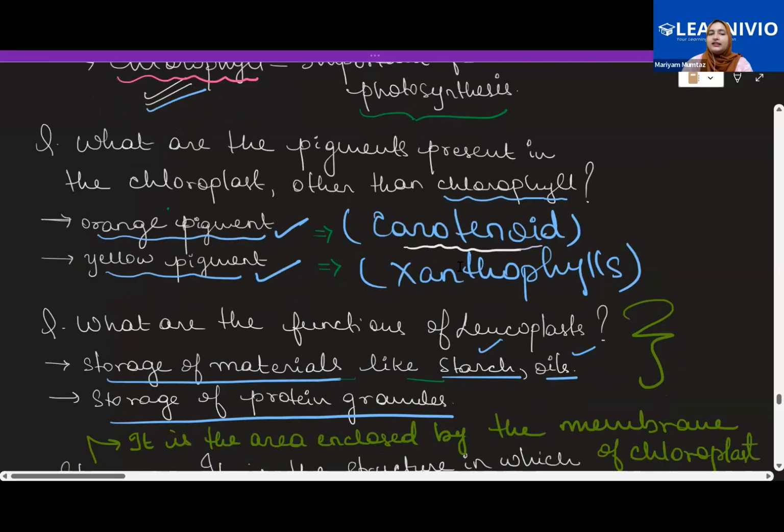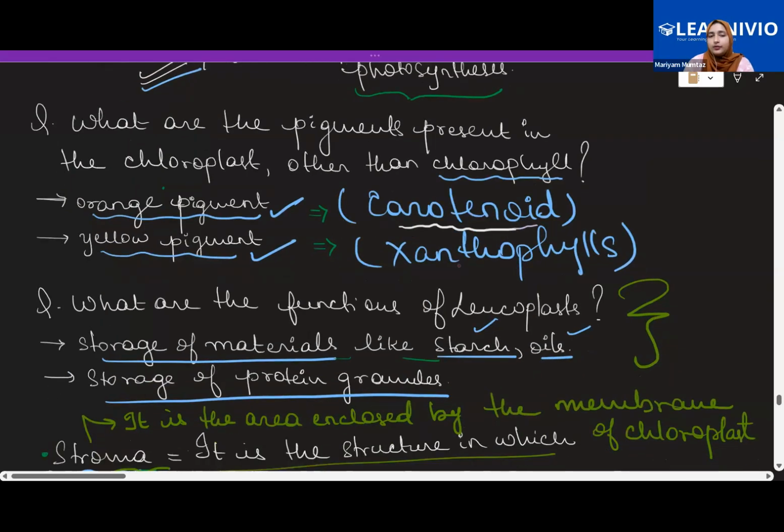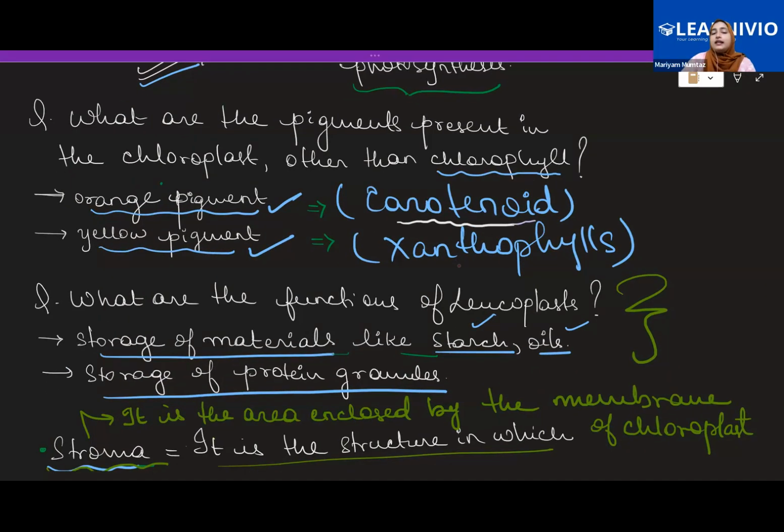Now, other than the green colored pigment in the chloroplast, there are other color pigments also present, that is the orange color pigment, which is called carotenoid. Just like how the green color pigment has a name, chlorophyll, the orange color also has a name, and that is carotenoid. The yellow pigment also has a name, and that is xanthophyll.